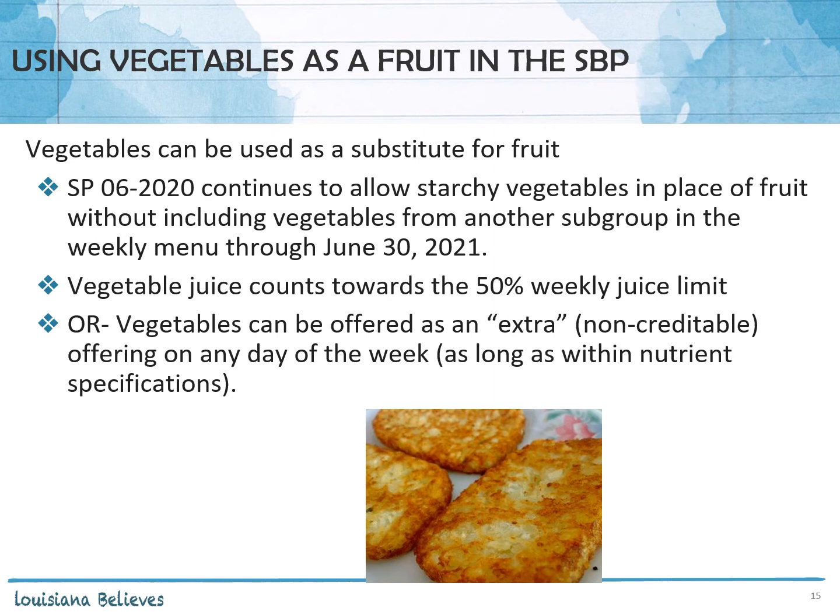Vegetables can be offered as extra items for breakfast as long as they fit within the weekly dietary specifications. In addition, vegetables that are offered as extras do not count as a food item in offer versus serve. For example, if a student chooses the extra vegetable served, they must have 3 other breakfast items on their tray for a reimbursable meal, including at least a half a cup of fruit.